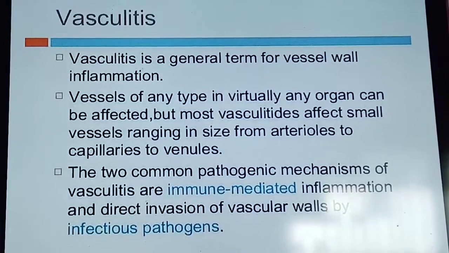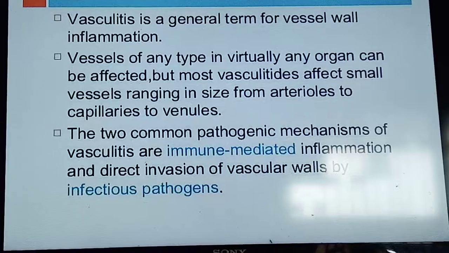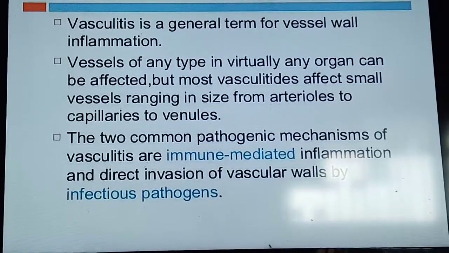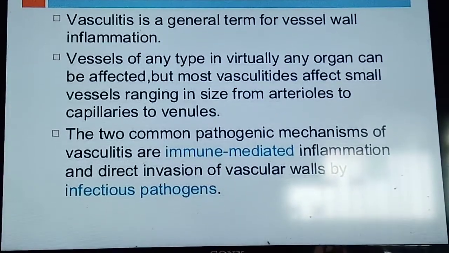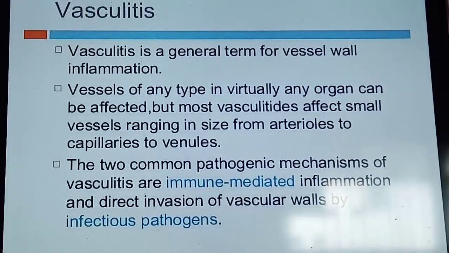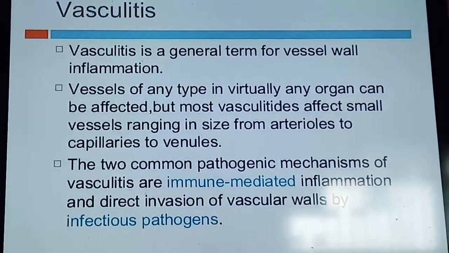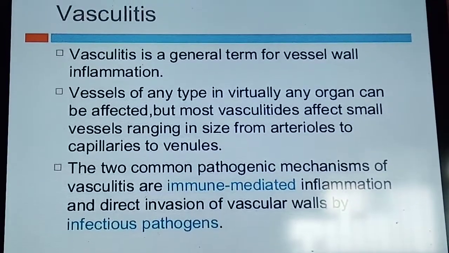Vasculitis means there is inflammation of the vessel wall. Vessels of any type, in virtually any organ, can be affected, but most vasculitis affects small vessels, ranging in size from arterioles to capillaries to venules.